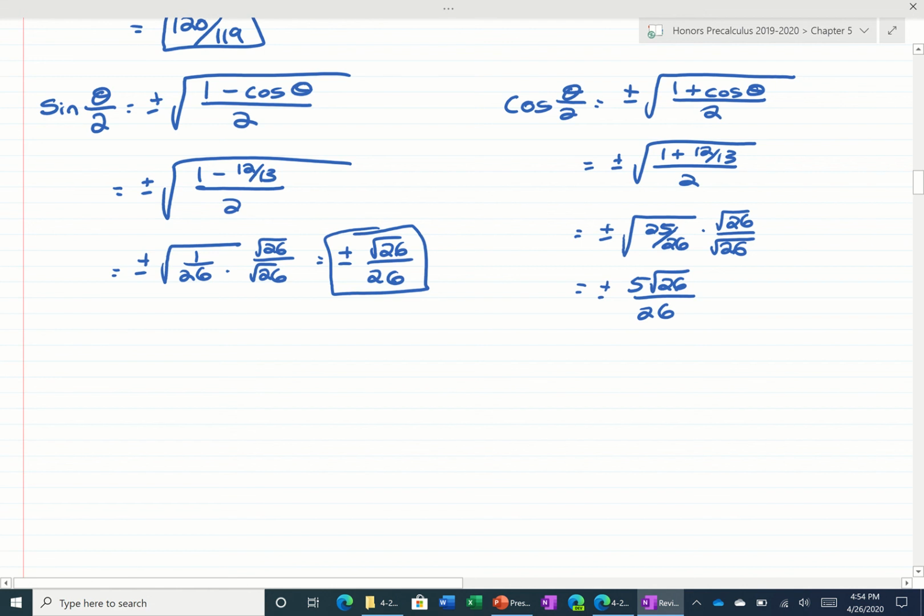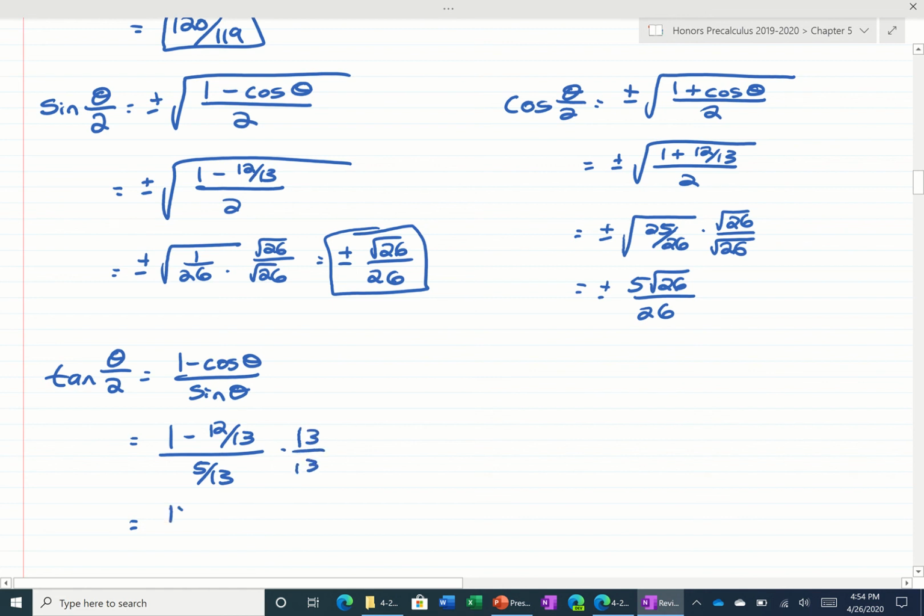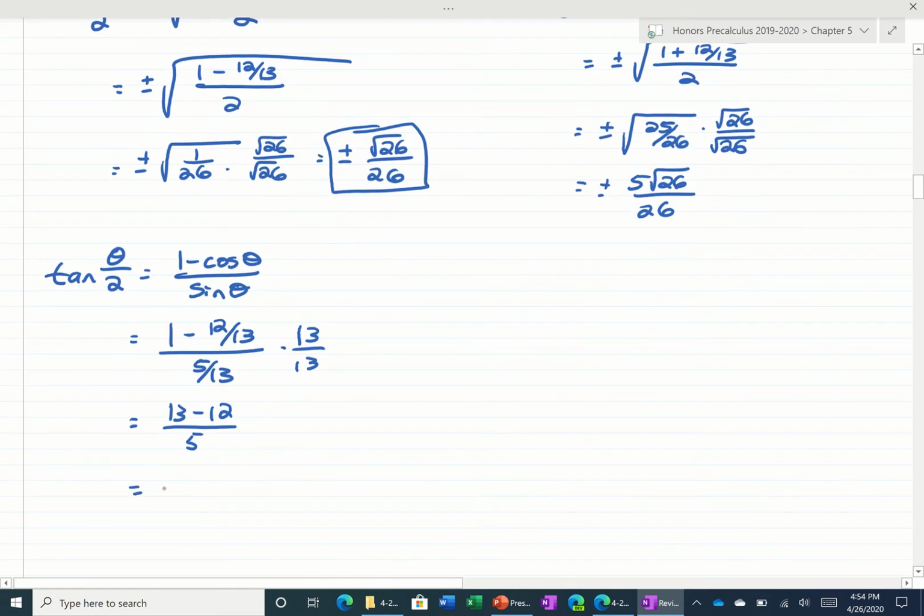All right, and the last one here, a tangent of theta over 2. Let's see here. We have a few different formulas. We could use 1 minus the cosine of theta over the sine of theta, which would be 1 minus the cosine over the sine. We can multiply top and bottom by 13 to get rid of all these fractions. So 13 minus 12 over 5 gives us an answer of 1/5.